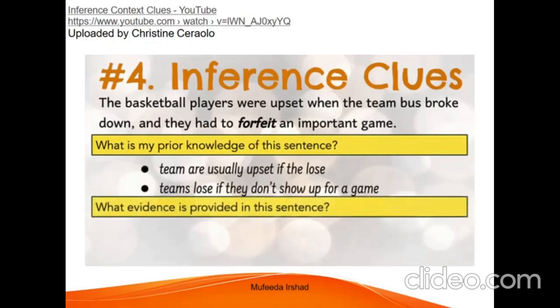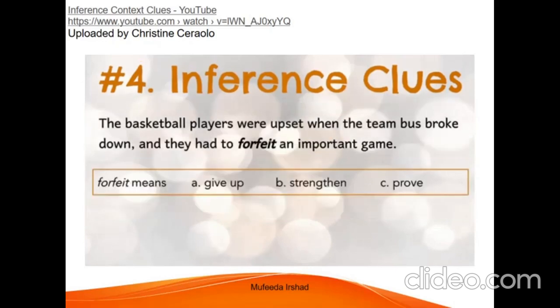So what evidence is provided in this sentence? Upset, definitely, and bus broke down. These are 2 pieces of information that are going to help me let me know what forfeit means. So what does forfeit mean? Give up, strengthen, or prove?